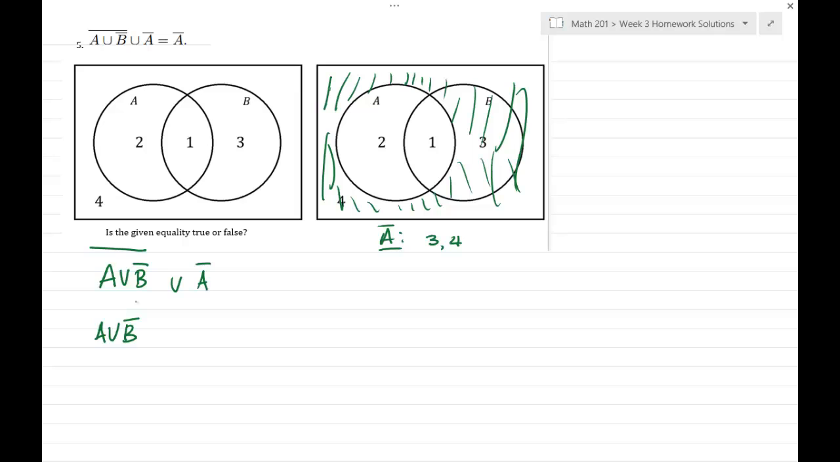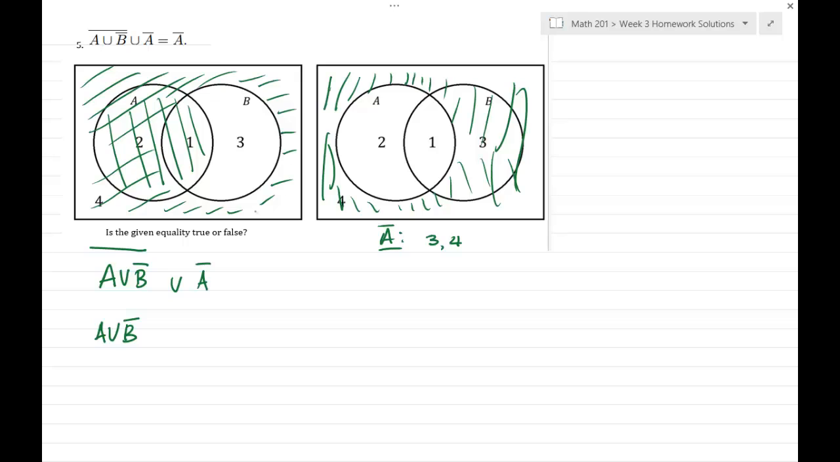What A union B complement means is to take everything in A, so take regions 1 and 2, and also take everything in B complement. B complement is just everything outside of B, so it'd be regions 2 and 4. If we're uniting these, we're going to take everything in both sets. So in A union B complement, I would have regions 1, 2, and 4.